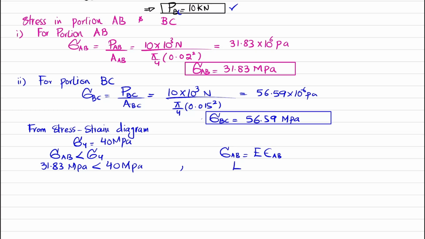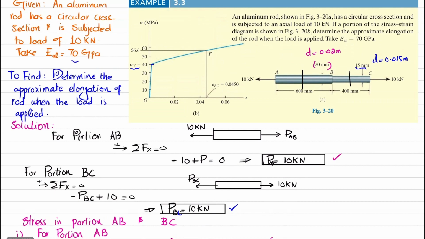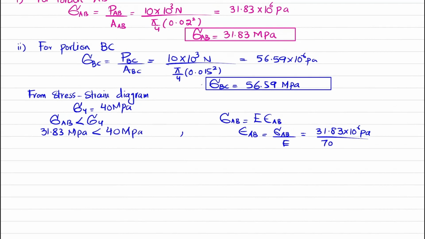So strain in region AB will be equal to sigma AB divided by E. Put the value: sigma AB is 31.83 into 10 raised to the power 6 Pascal. And what is E? E is given as 70 gigapascal, so I can write 70 into 10 raised to the power 9 Pascal. When you solve this, you will get strain in portion AB equal to 0.0004547. You can also write millimeter per millimeter, or this is simply just a number.